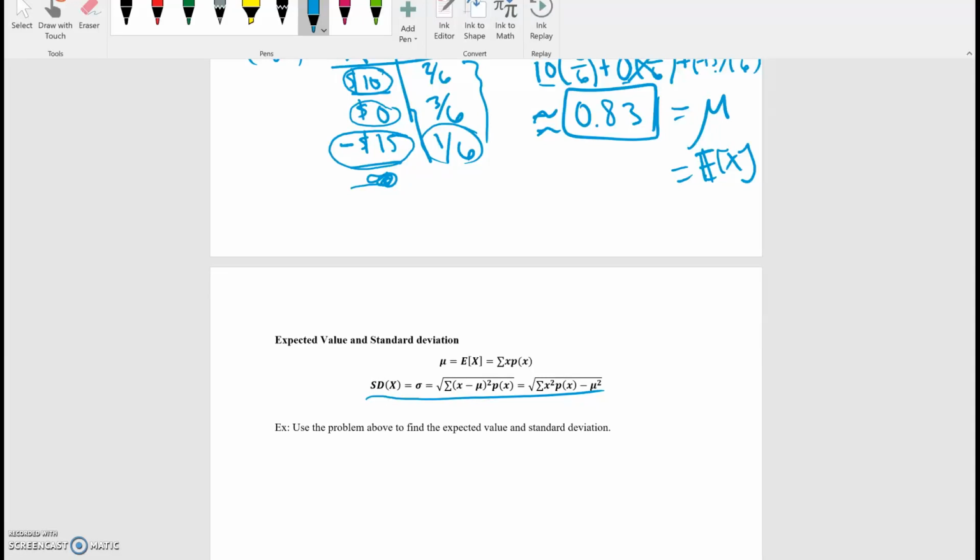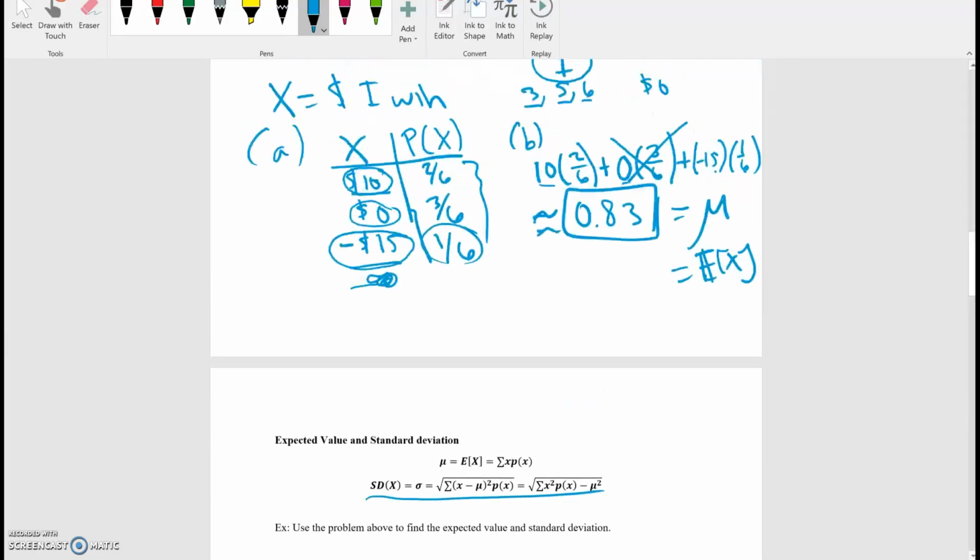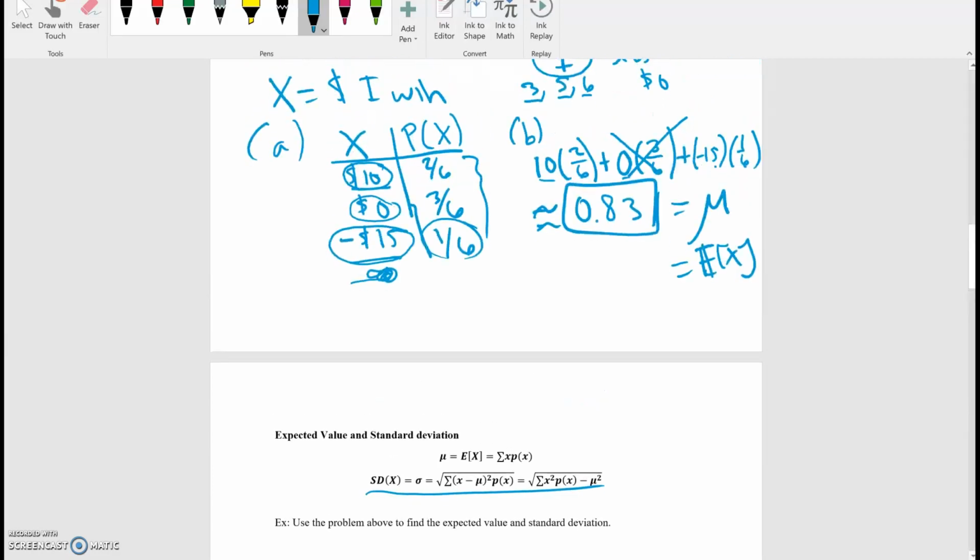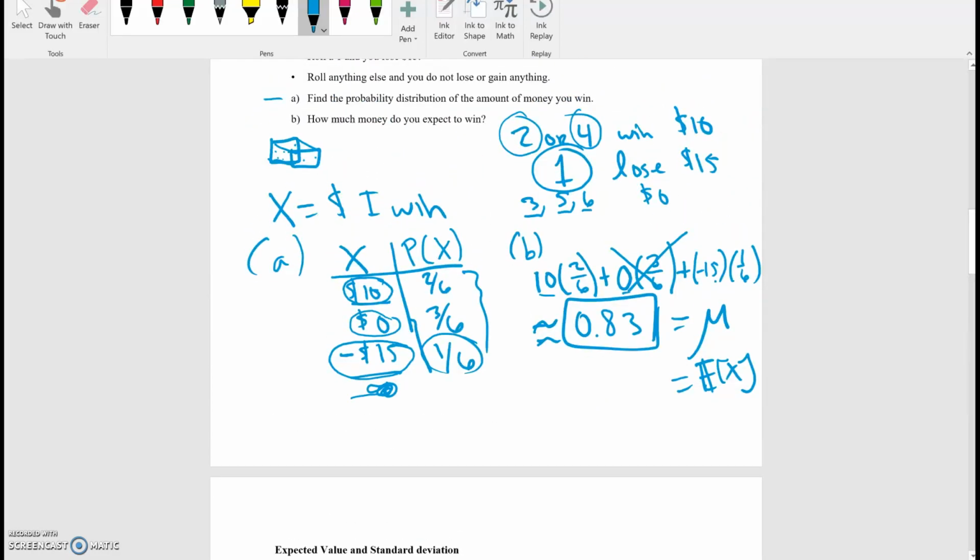Okay, so in the previous video, we found the expected value of our previous problem, right? So we said it actually was here, how much money do you expect to win? We said that we expected to win 0.83 cents, I guess. And how we got that was we were able to multiply the outcome times the probability, add them all together, and that's how we found that.